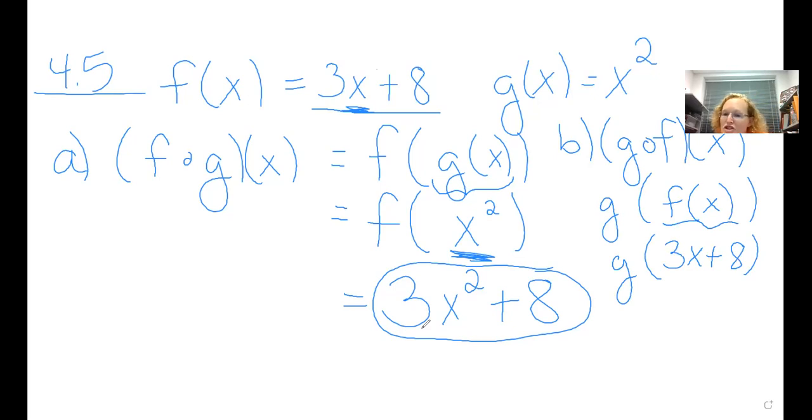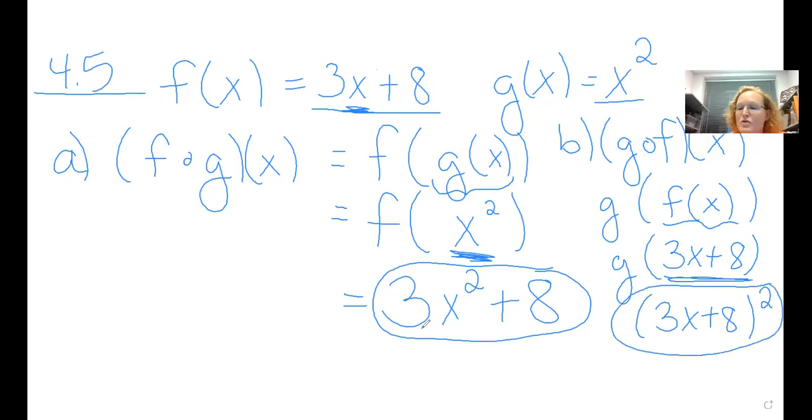So that first part is really just kind of a substitution part, if you will. And now what we're going to do is we're going to come over here to g, and g is just x squared. Well, what we're plugging in for x is 3x plus 8. And so what I have here is 3x plus 8, but I need to now square it.